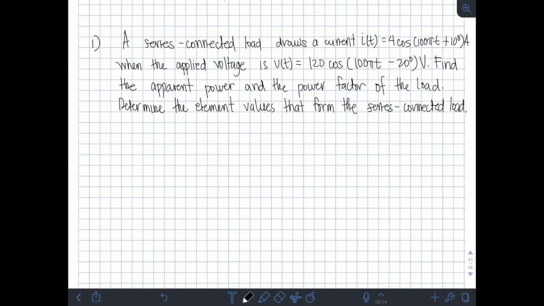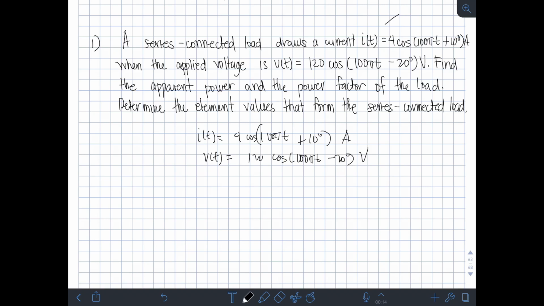Okay, so this time meron daw tayong AC circuit na merong current na nagpa-flow. So, i of t is equal to 4 cosine 100 pi t plus 10 degree amp. Tapos, yung voltage supplied is 120 cosine 100 pi t minus 20 degree volts. Okay? So, ito lang yung given natin. So, hanapin daw natin yung apparent power and power factor.